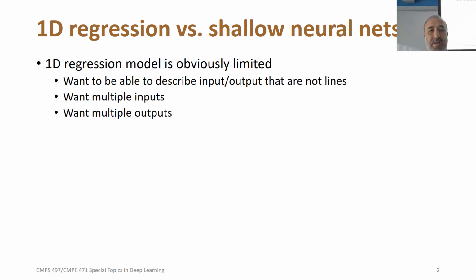You saw that the 1D regression model is a bit limited, right? Because it's just a line. Not everything is linear in life. Actually, life is much more complex than that. So we would like to have a model that, first, can fit more complex functions, and also can map between multiple inputs and multiple outputs. What we saw last time was just one-to-one.